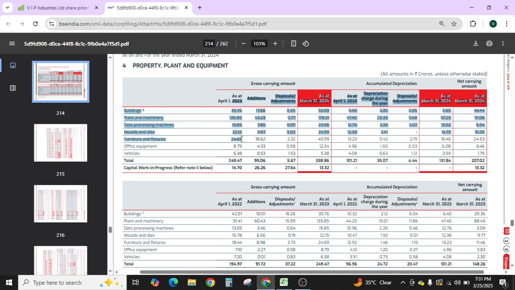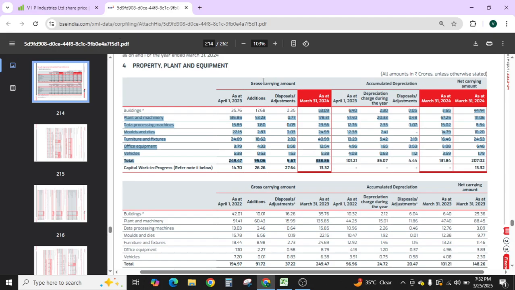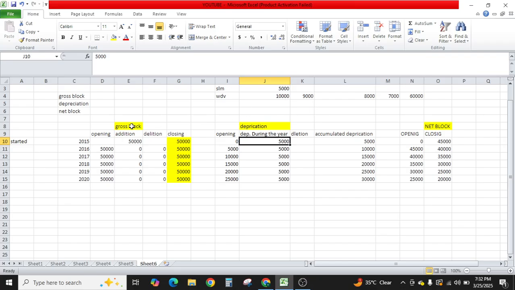It is the previous year closing value. So now for FY24 it will be opening, addition, deletion. So in total we get the gross block for the year FY24. This is the gross block which we get here, this amount, closing. Now depreciation. We have done the gross block.